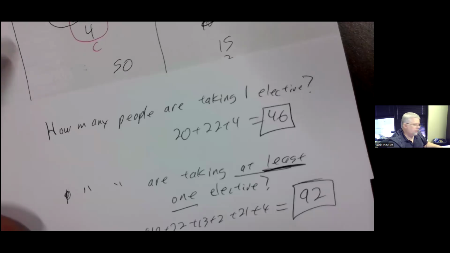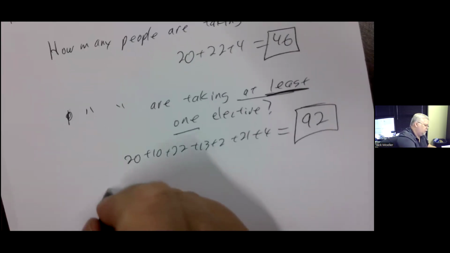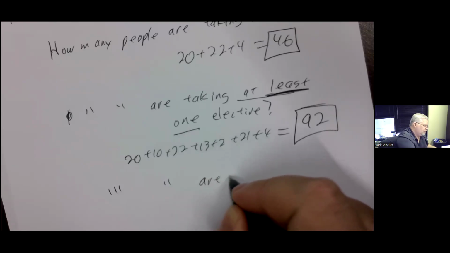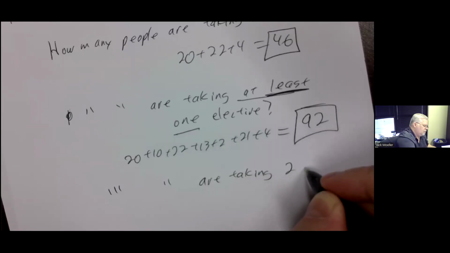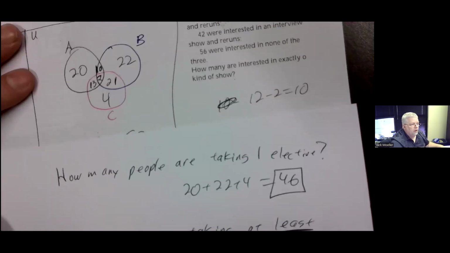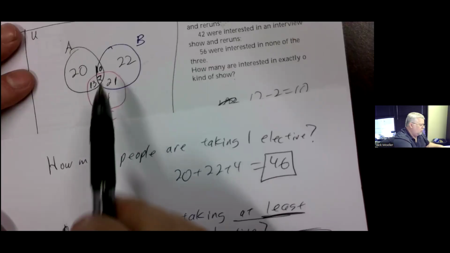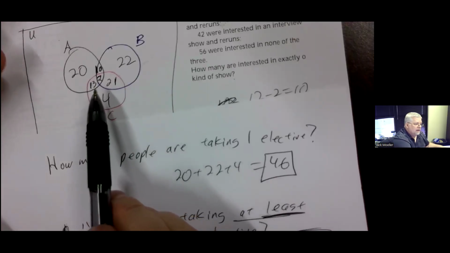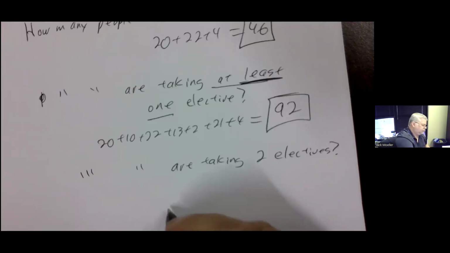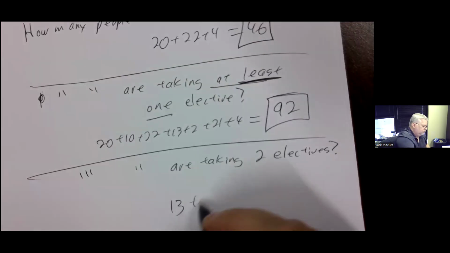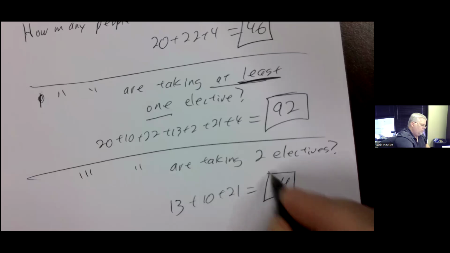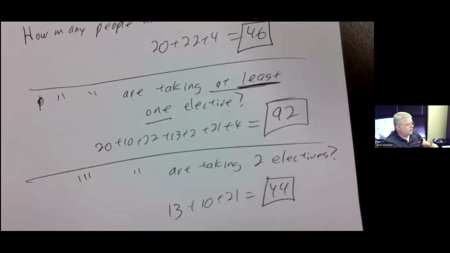All right, so how about some other questions? How many people are taking 2 electives? So where on the Venn diagram is taking 2? Well, that means they're not taking 3, they're taking 2. That would be the 13, the 10, and the 21. That'd be 23, so 40. So these are the kind of questions that we can ask.